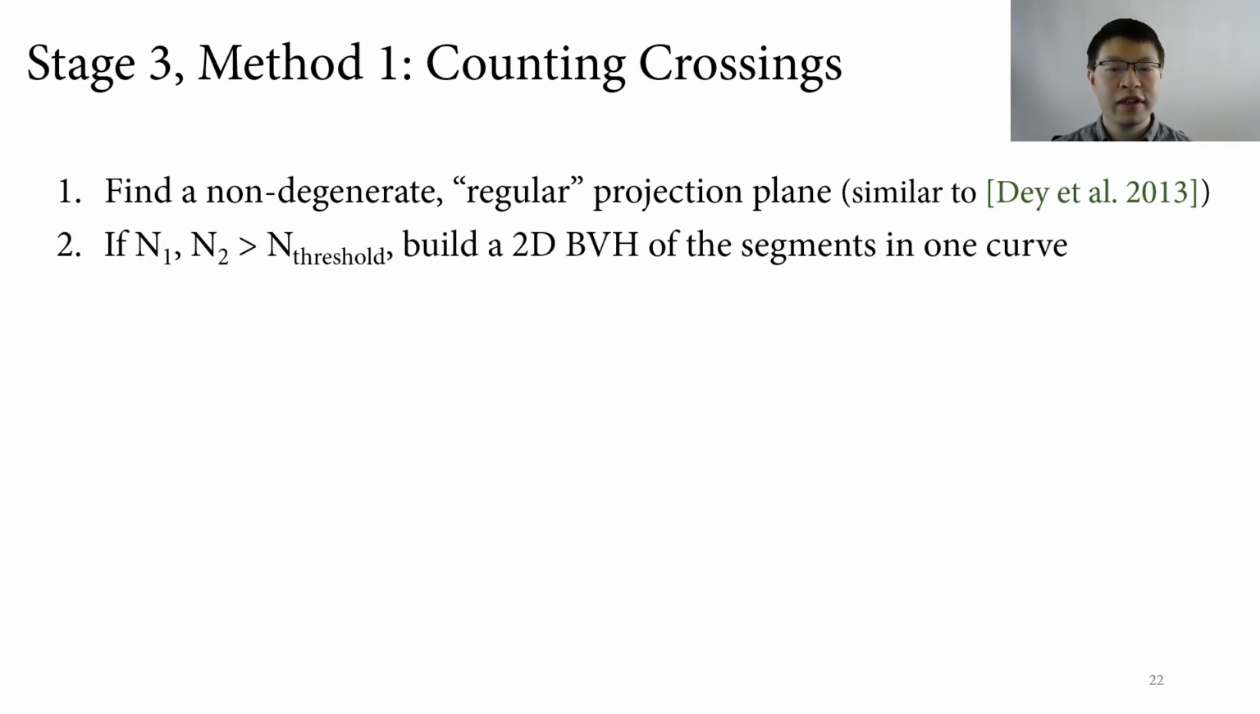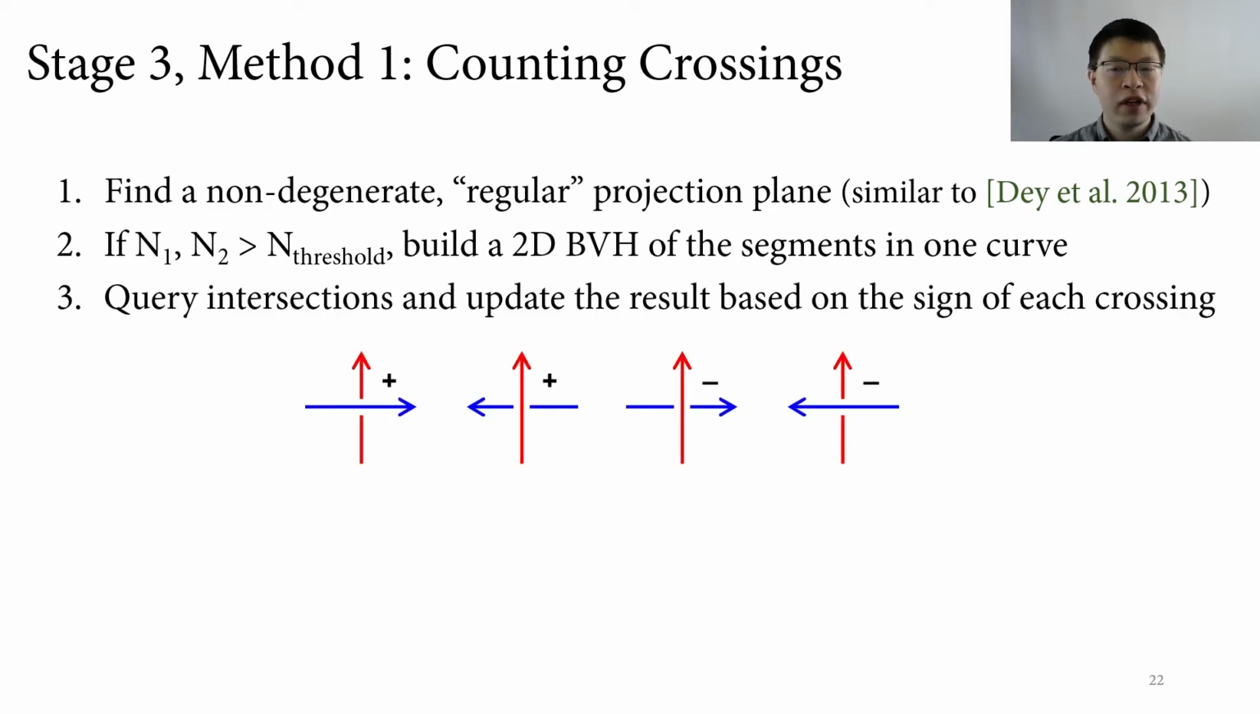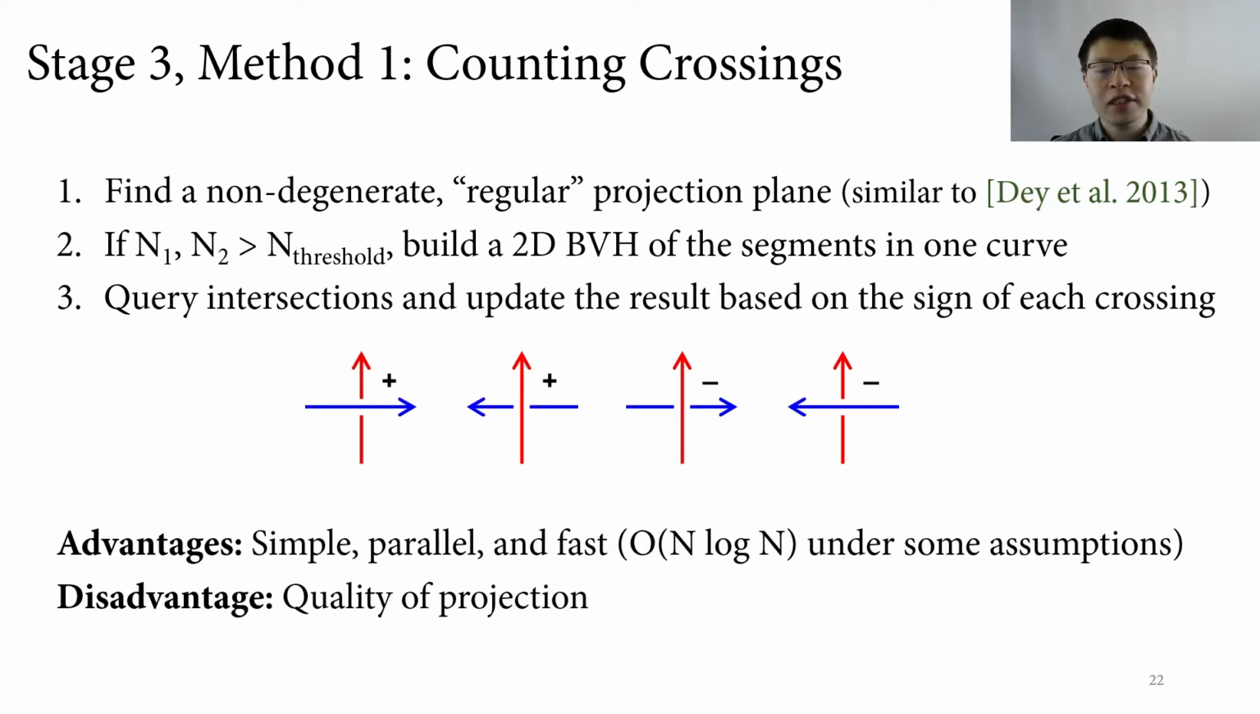If the loops have a lot of points, we build a 2D BVH of the segments from one curve. We then iterate the other curve in parallel and use the BVH to detect intersections. At every intersection, we can increment or decrement the result based on the sign of the crossing. The advantages are that it is simple, parallel, and fast for most input. The disadvantage is that the quality of projection can be a potential concern.